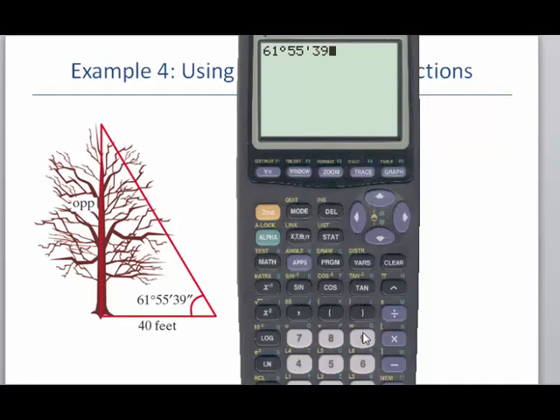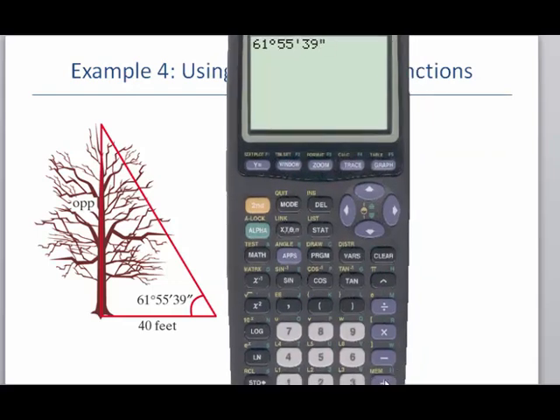Now for the quotation mark, the quotation mark is found above the plus sign in green on my calculator, so I'm going to need the alpha key and the plus sign. And pressing enter is going to give me a decimal approximation for that angle. So when I work the problem, I'm going to use 61.9275 for my angle.